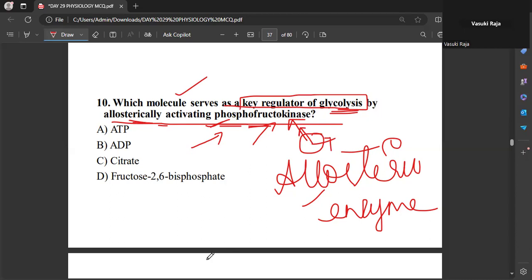Here, there will be an inhibitor for this PFK and there will be a stimulator for PFK. If ADP is present, the enzyme gets activated. If ATP is present, the enzyme will not be activated. Okay, like that. What will be the stimulator here? What will be the effector? That will be the question here.